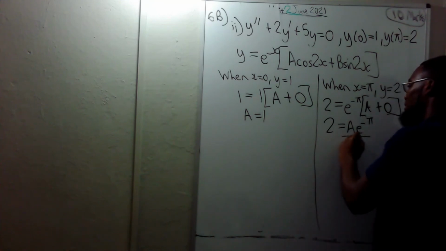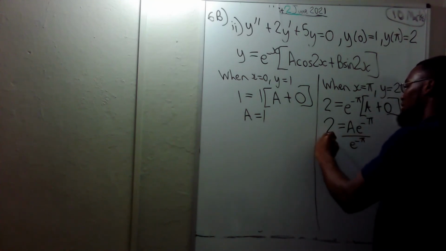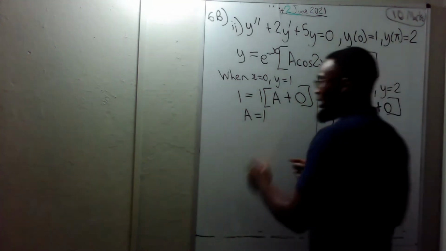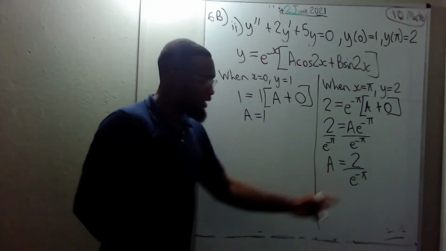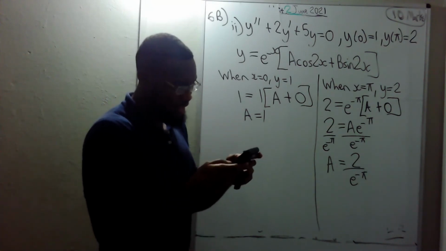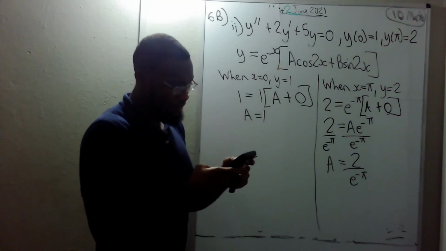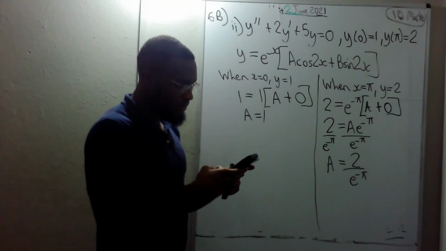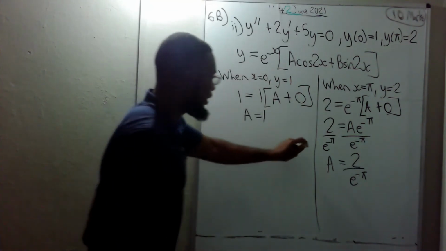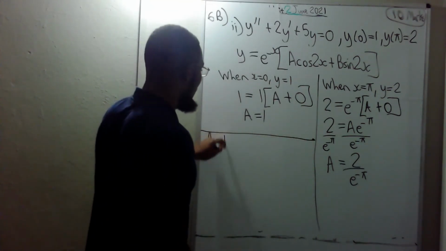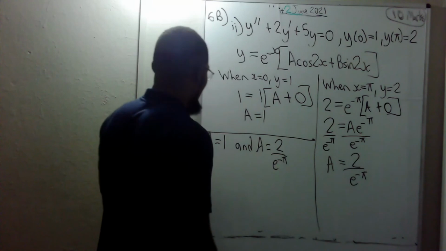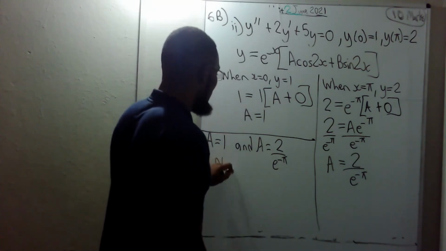So this is saying that 2 is equal to a e to the minus pi. And so if we divide by e to the minus pi, this gives us a is equal to 2 over e to the minus pi. Now look at this. This is saying a equals 1, and this is saying a equals 2 over e to the minus pi. Now what is e to the minus pi? E raised to the minus pi is 0 point something. 2 divided by that is about 46. Now a can't be 1 and a can't be this. So a equals 1 and a equals 2 over e to the minus pi. Therefore, this is not possible.